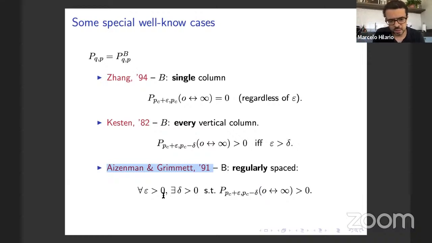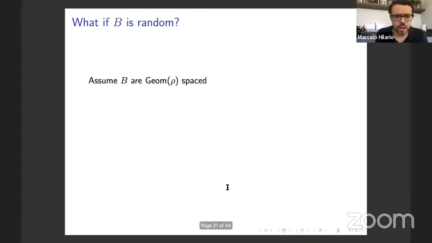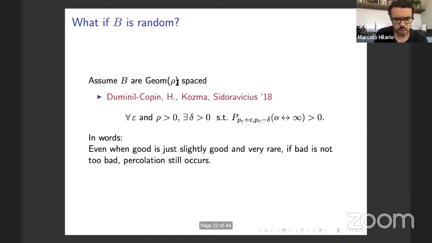And this technique, the way it is stated in their paper, completely breaks down in this case. So we consider this case when the spacing between these columns is given by a geometric random variable. And what we got is the same result, okay?